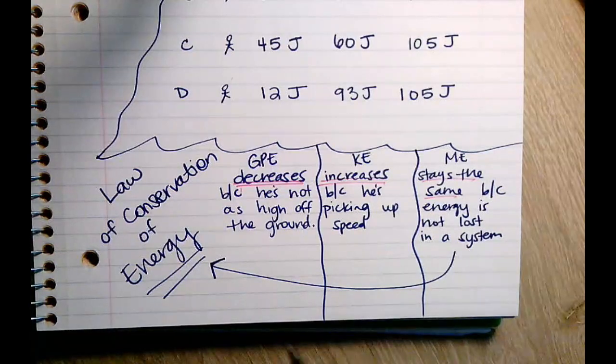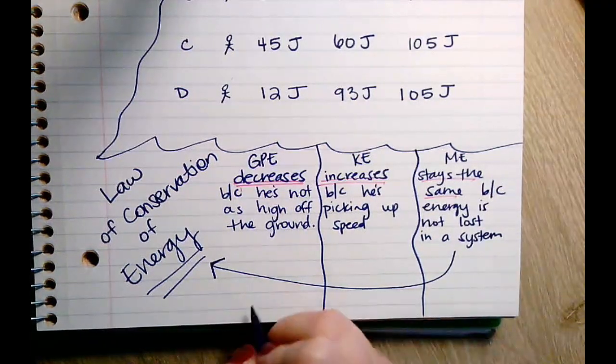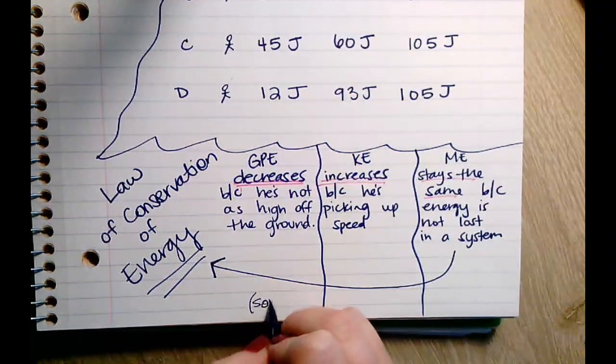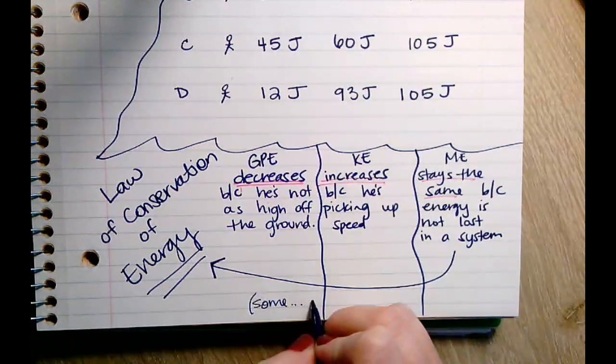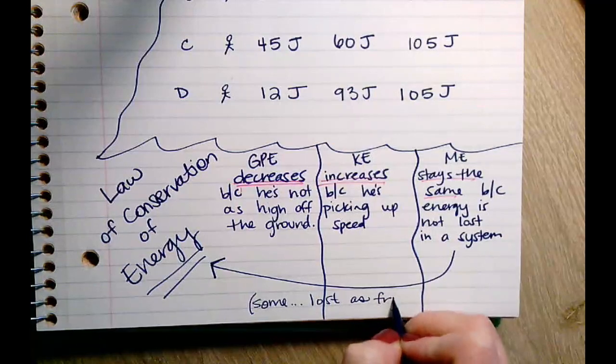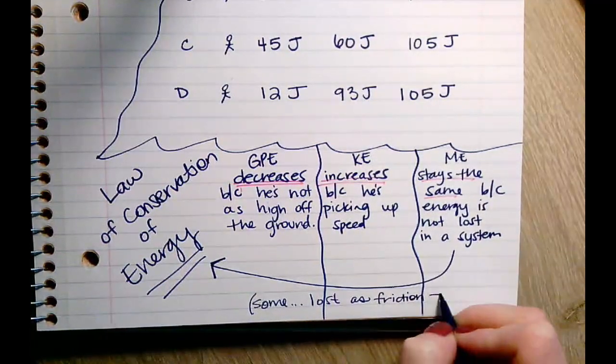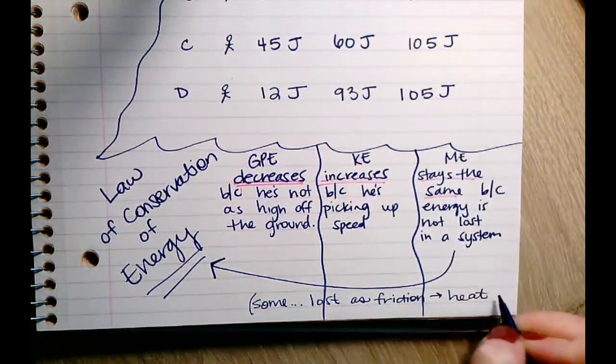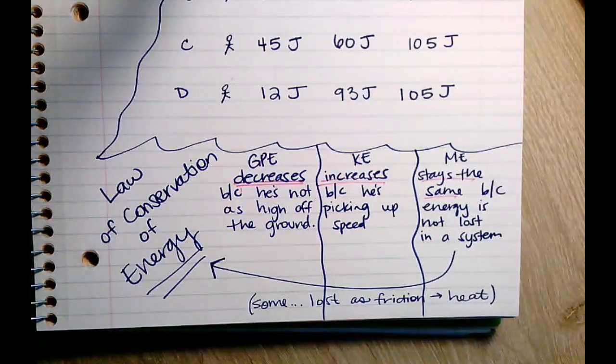Now, sometimes if the object is touching something, a very, very small amount could be lost as a result of friction. So it's sometimes lost as heat. For example, like a roller coaster, the metal tracks would be losing a little bit of energy, but such a small fraction in comparison to the whole entire system. So these are our energy notes.